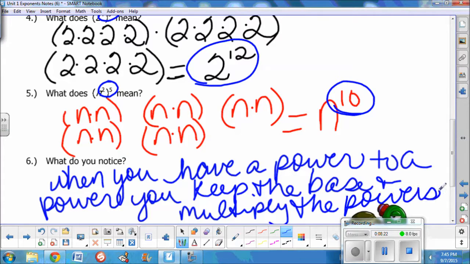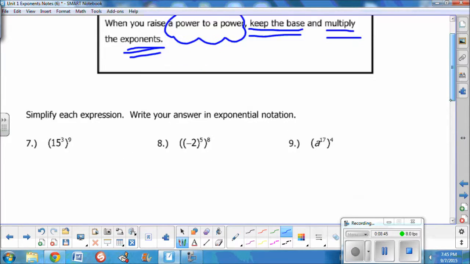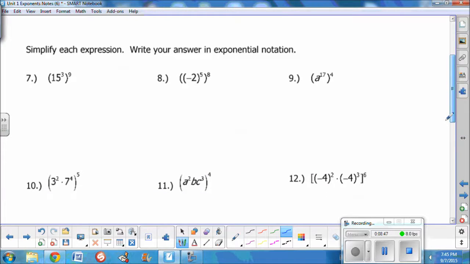Okay, so that's our shortcut instead of expanding everything out. So go ahead and turn the page. When you raise a power to a power, keep the base and multiply the exponent. So that's what we said in our own words. Okay, power to a power, keep the base, multiply the exponents. Okay, so simplify each expression, write your answer in exponential notation.